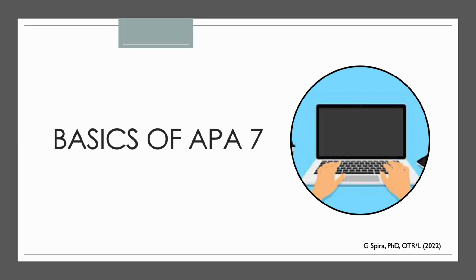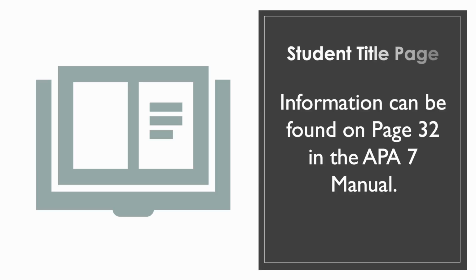Welcome everyone. Today we will be discussing some of the basics of APA 7th edition, focusing on the student title page, the heading levels in the body of a text page, in-text citations, and references. There are two types of title pages, the professional title page and the student title page. Since you are a student, you will be using the student title page.